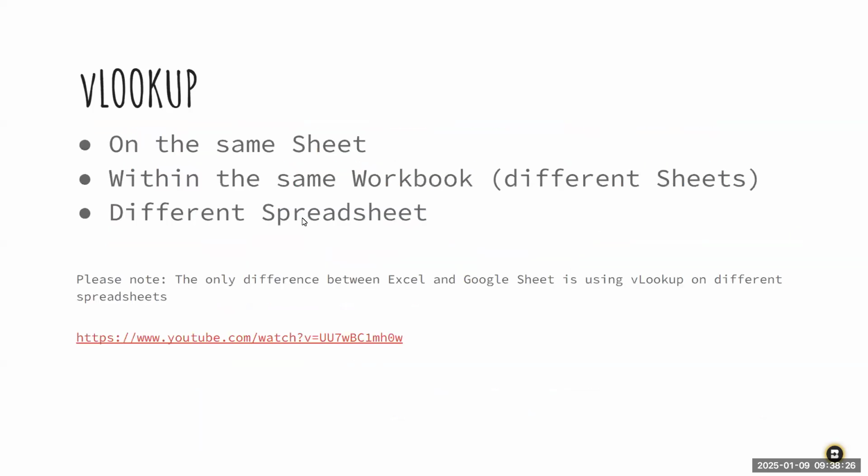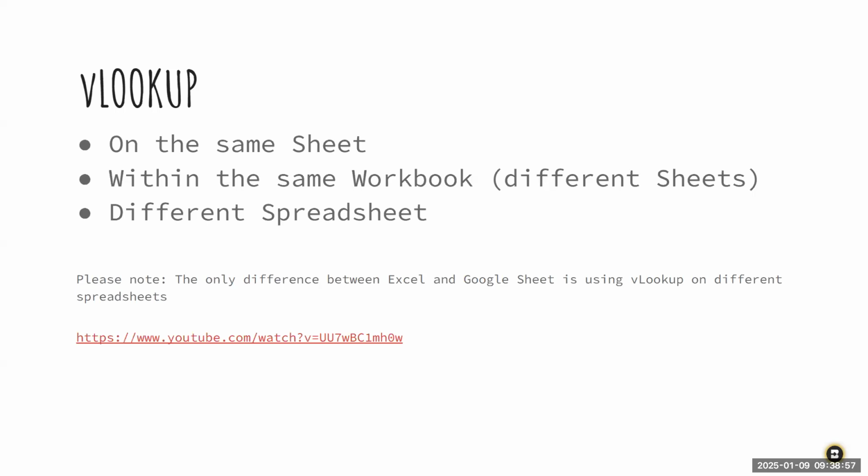Okay. So a VLOOKUP could be used on the same sheet. So the sheet that you're looking at, you can have a separate little table on there where you want to pull data. Maybe you have 500 kids and you want to pull out a little bit of data. You can have the VLOOKUP right there on that sheet. You can have it within the same workbook, but a different sheet. So sheet 1 or sheet 2. So we can have multiple sheets at the bottom or they could be completely different spreadsheets. And that's what we're going to look at today.